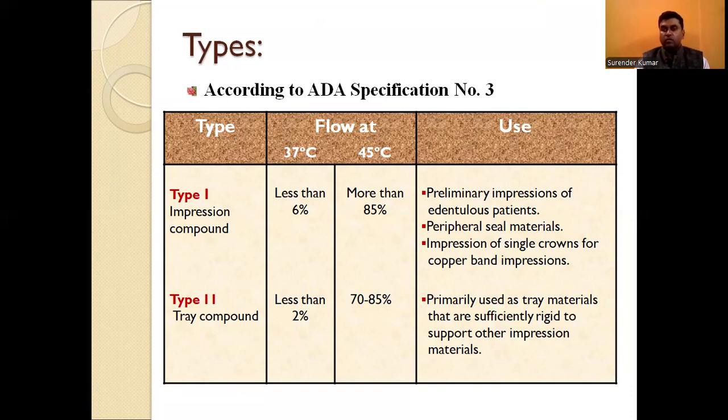And these are used for primary impression of edentulous patients, peripheral seal materials, and impression of single crown for copper band impression. Whereas type 2 tray compound, at mouth temperature, should flow less than 2%, whereas at 45 degrees, around 70 to 85% of the flow should be there. Primarily, they are used as a tray material. They are sufficiently rigid to support other impression materials.